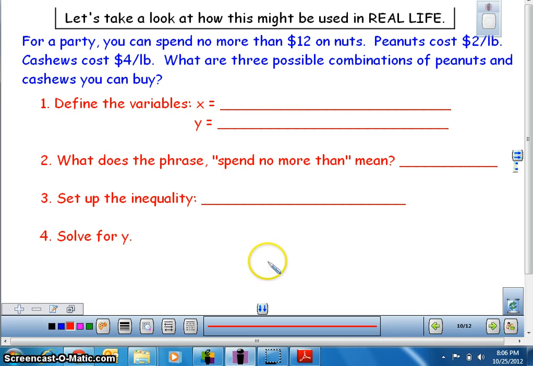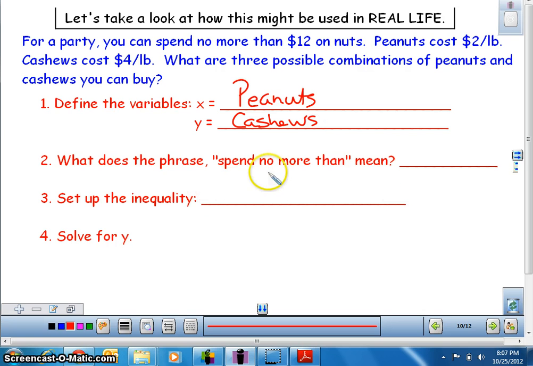At this point, we want to look at a real-life example. The real-life example is this. You're going to a party, and you're going to spend no more than $12 on nuts. We're going to say that we have X as our peanuts, and Y is our cashews. I love cashews. Way better than peanuts. What does spend no more than mean? That means we're going to have less or equal to our $12. So our inequality is, well, peanuts are 2x plus cashews, always a little more expensive, 4y is less or equal to, and in this case, 12.